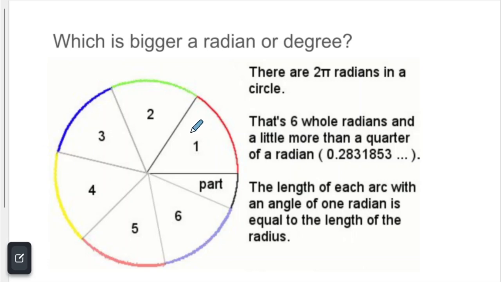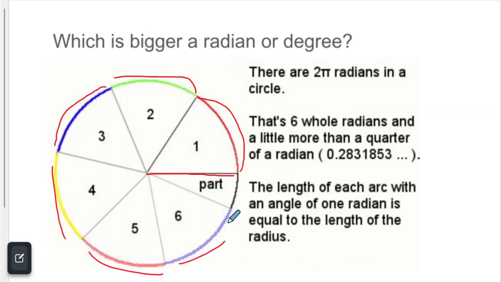We did an activity like this in the classroom where we took a piece of string, which was the radius, and you laid it out. You did 1, 2, 3, 4, 5, 6, and there was a part of 1. That part is going to be 0.283 parts. That number doesn't mean much to you, but if I take 6.283 and divide it by 2, I get 3.14, which is pi. So this is relating to pi.